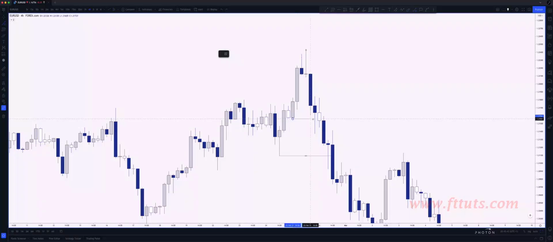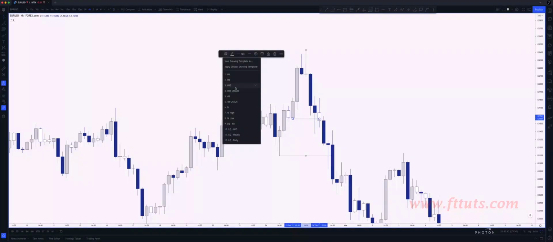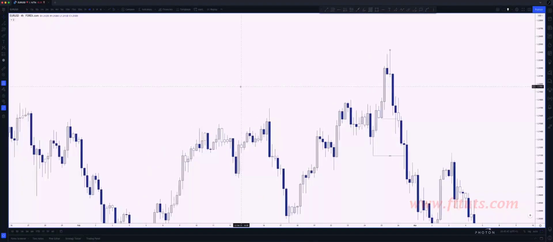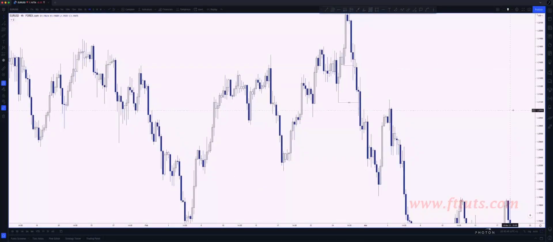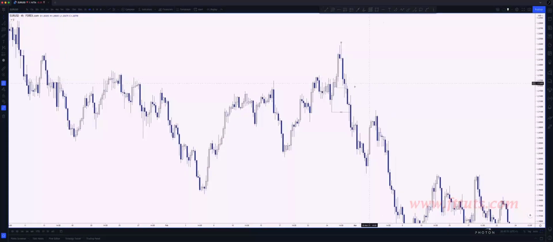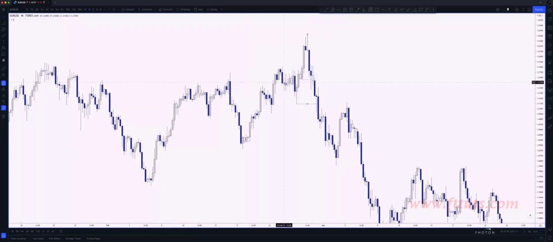So I can also mark that out here. If I have a pre-saved template, it's a little bit hard to see, but essentially just a dotted line there just to show me that we have that minor break of structure to the downside. We have that 4-hour change of character. Now, what does that change of character signify?